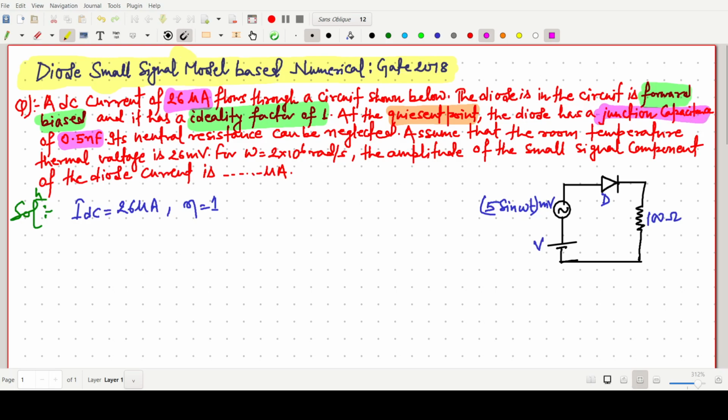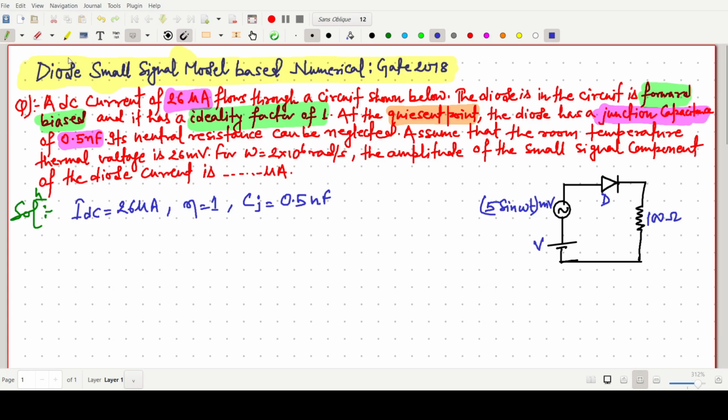We are talking about the AC signal analysis, so the junction capacitance is given. We can write this as Cj equals 0.5 nanofarad. In any question, we have to note the given items. It is clearly mentioned that we have to neglect the neutral resistance, so no need to think more about this term.